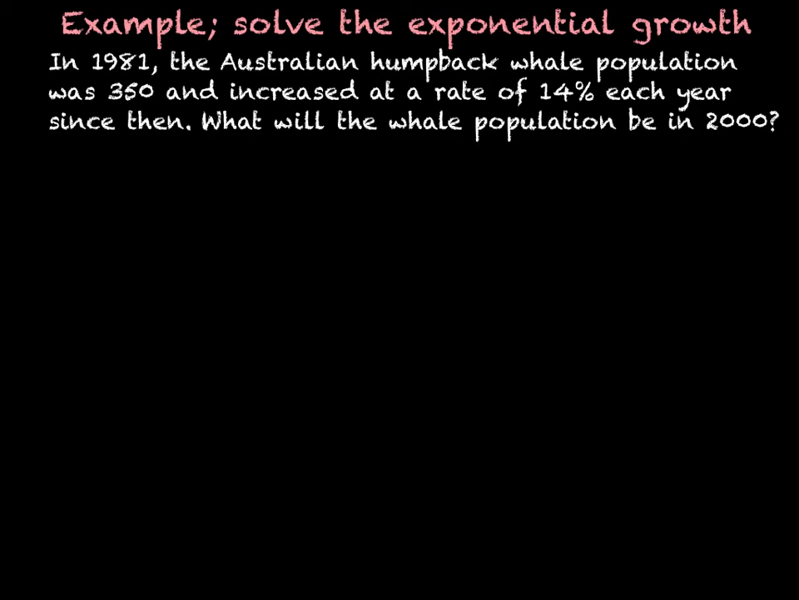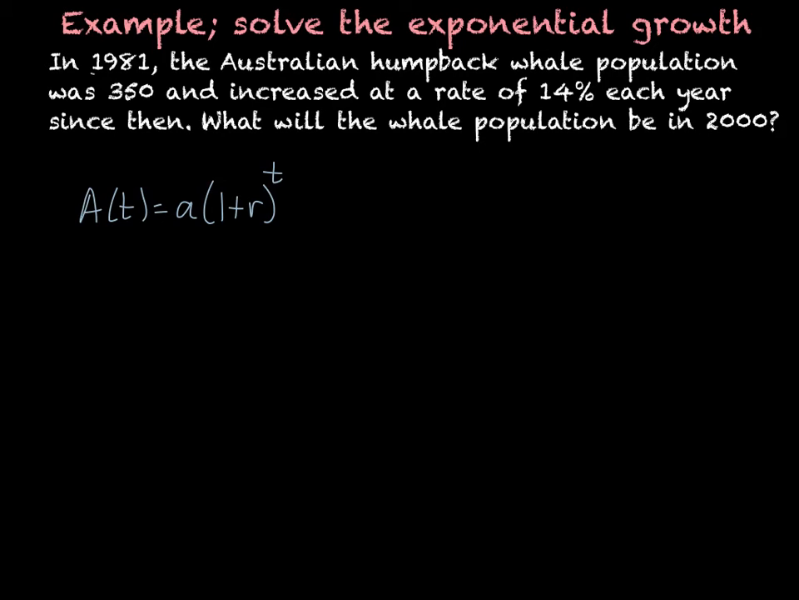Next example: in 1981, the Australian humpback whale population was 350 and increased at a rate of 14% each year since then. What will the whale population be in 2000? Okay, so we know it's exponential growth, so we're going to have the formula A of t equals a times 1 plus r to the power of t. Now in this case, we don't yet know what t is. So we need to first find t so we can plug everything in.